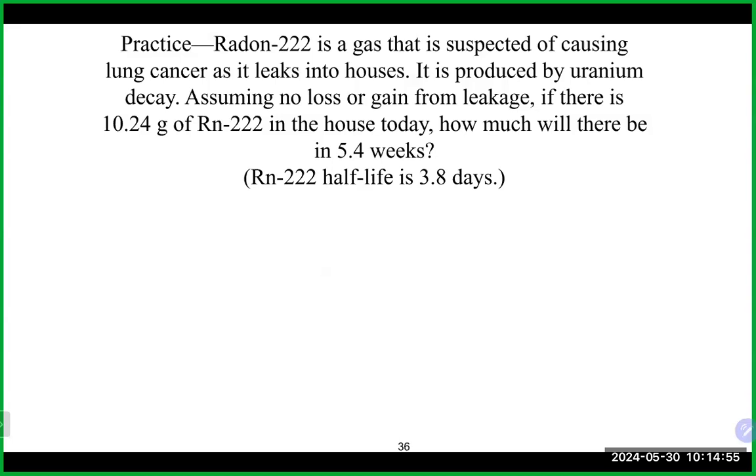Radon 222 is a gas suspected of causing lung cancer. It's produced by uranium decay. Assuming that we have no loss from leakage, if there is 10.24 grams of radon 222 in the house today, how much will be there in 5.4 weeks? Half-life is 3.8 days.